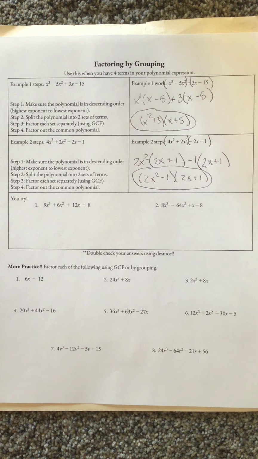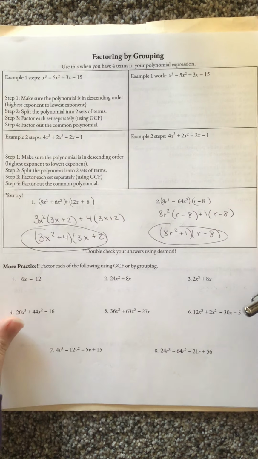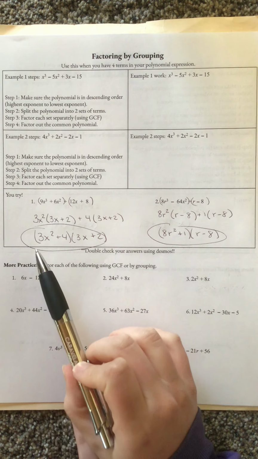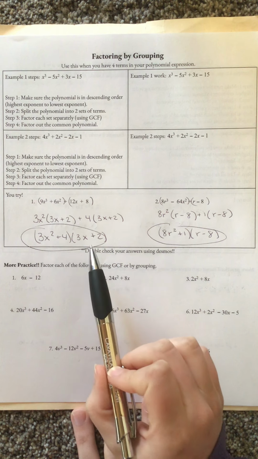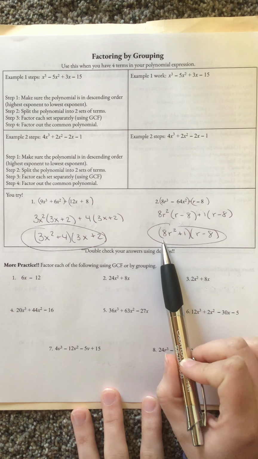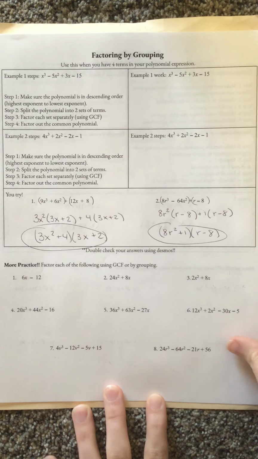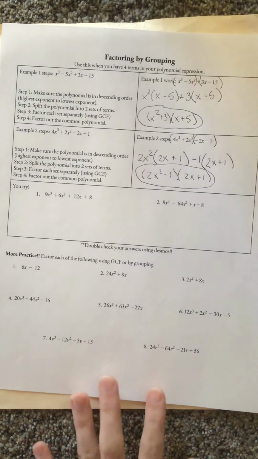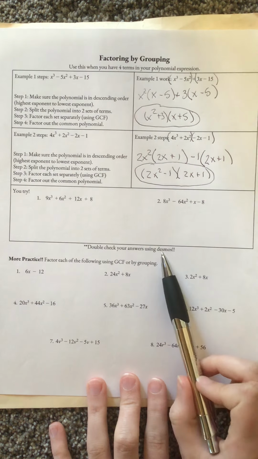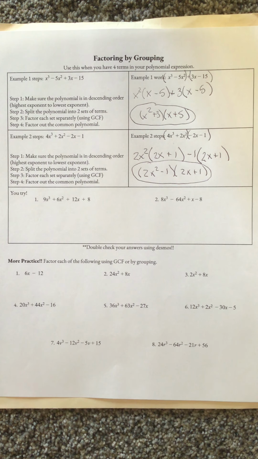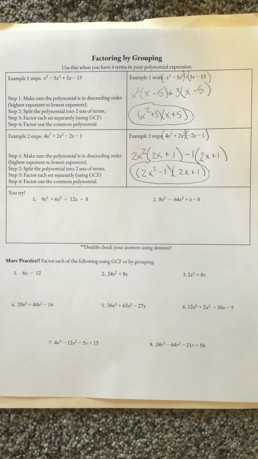All right, so if you tried those on your own, you should have gotten, I can't find my notes here, you should have gotten these as your answers. 3x squared plus 4, 3x plus 2, and then 8r squared plus 1, and r minus 8. Okay? And again, as always, you can double check your answers using decimals. Plug in the original equation and the one that you solved for. If they overlap, perfect, they're equivalent, you solved it.